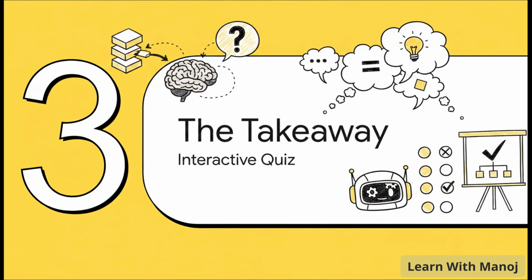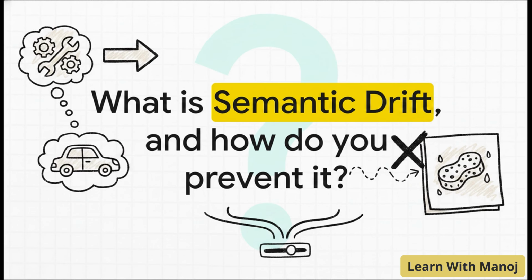Chapter 3. The Takeaway. Let's test your knowledge with a quick interactive quiz. Here is your first interview question. Take a second to really think about this one. What is semantic drift in caching, and how do you prevent returning the wrong answer? Go ahead and formulate your best guess in your head.